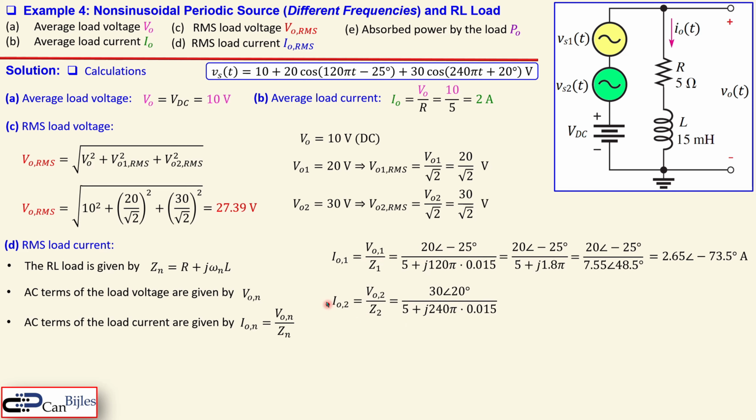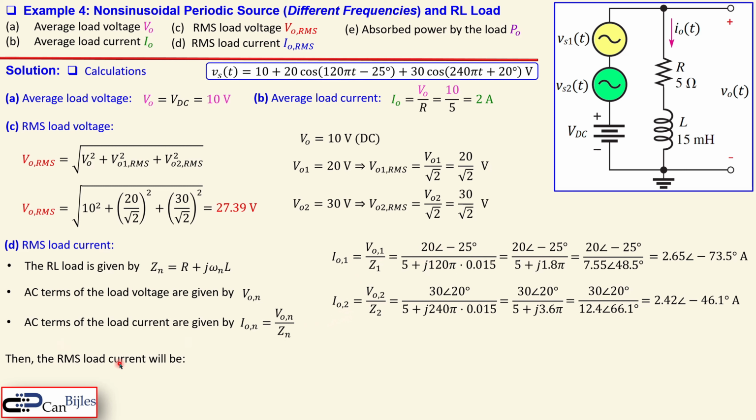In a similar form, IO2 is then VO2 over Z2. Now that's shown here. You see the frequency is now 240 pi, so it has changed. In a similar form, you go to the phasor notation for our denominator and then use this, and you have now an expression for your current also for the second frequency. What do we do next? Now we have the necessary information.